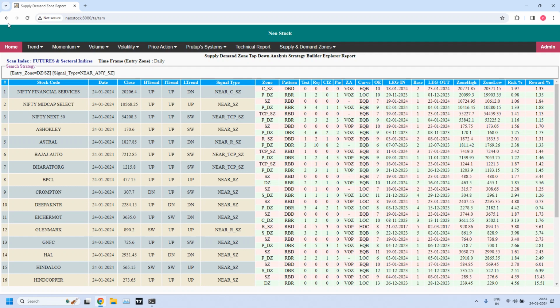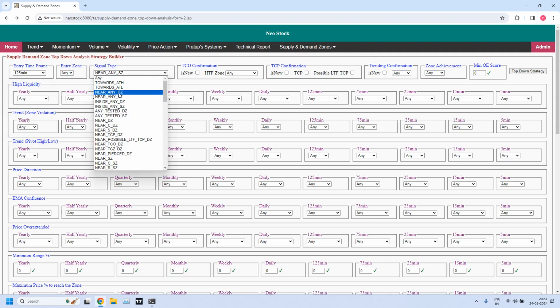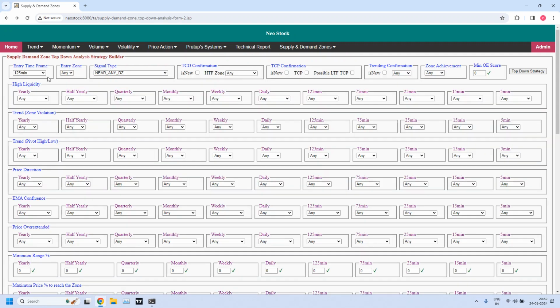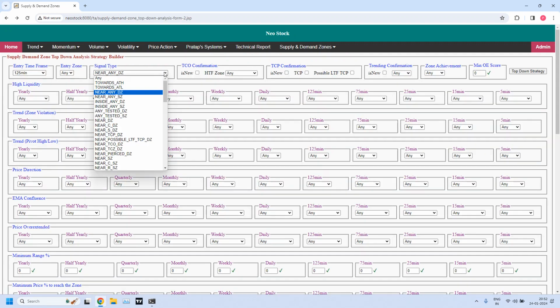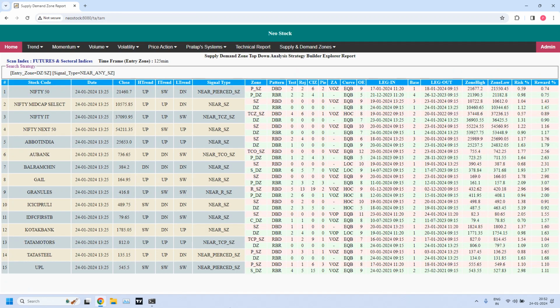So let me go back. For daily time frame, let us change the time frame to 125 minutes. Let us find the stocks near 125 minutes demand zone. So 8 stocks are filtered. So let me go back. For 125 minutes time frame, let us find the stocks near 125 minutes supply zone. So 15 stocks are filtered.